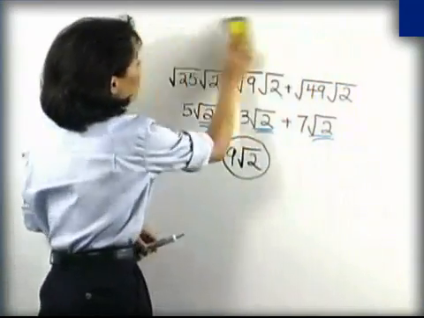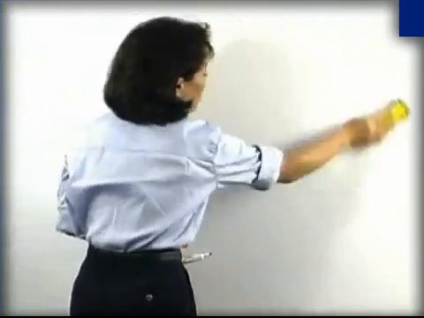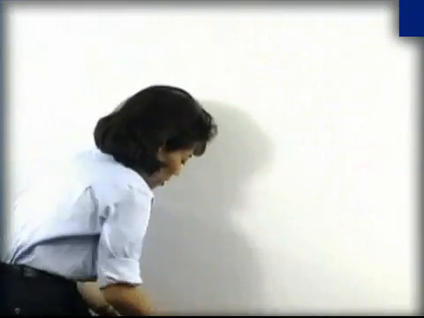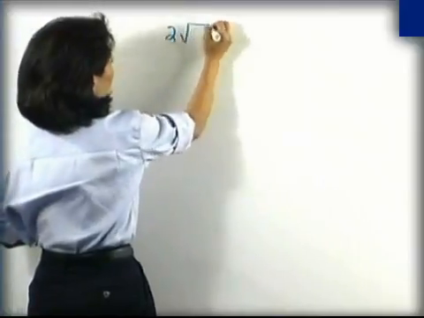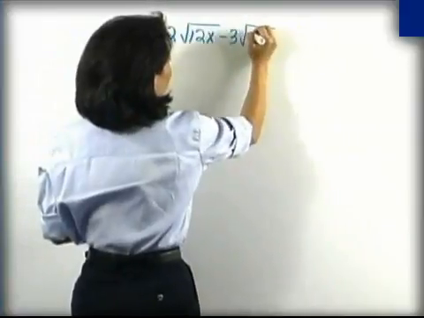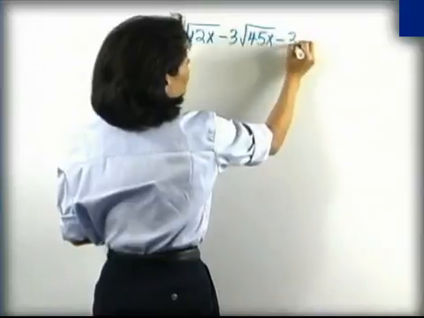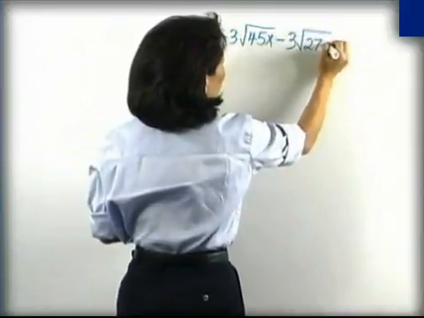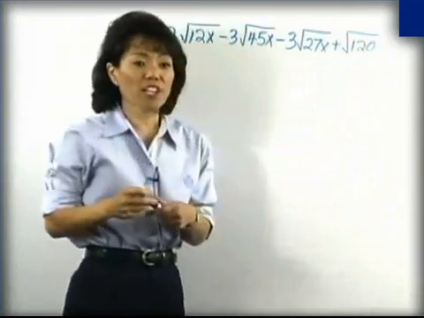Let's look at a little bit more complex looking expression. Let's throw in some variables with our numbers. Let's say we have the expression 2 root 12x minus 3 root 45x minus 3 root 27x plus 120.